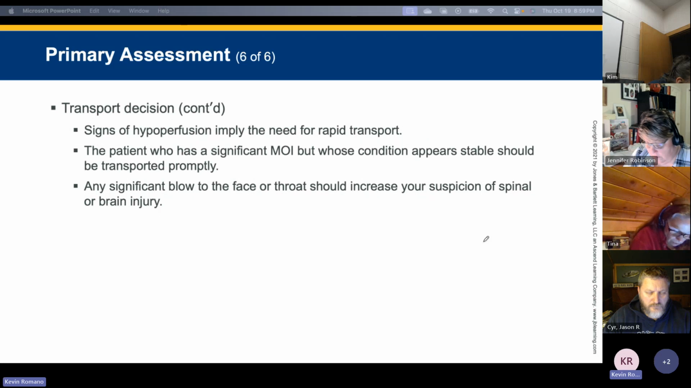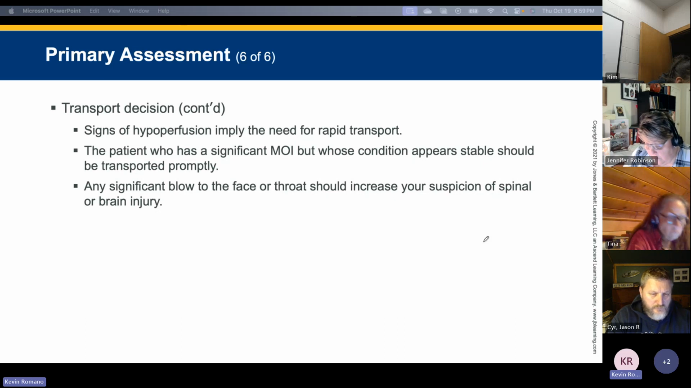The signs of hypoperfusion imply the need for rapid transport. So if you see that inadequate state of tissue perfusion, or hypoperfusion shock, we need to make sure we're getting into a hospital. The patient who has significant MOI but whose condition appears stable should be transported promptly.